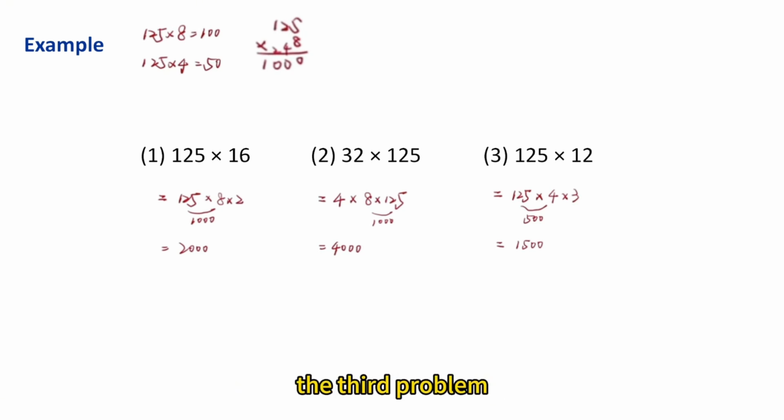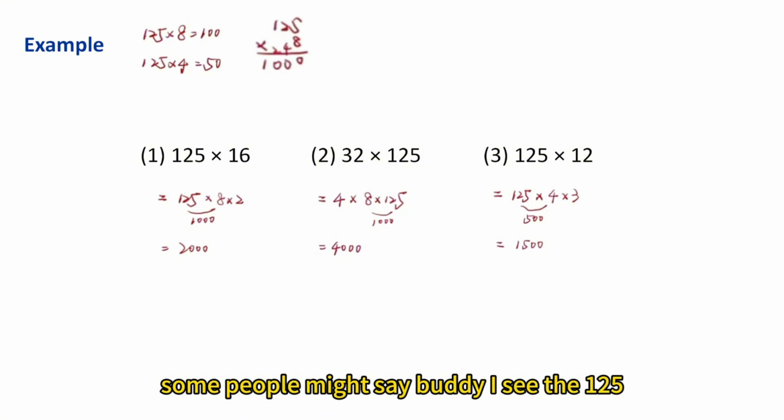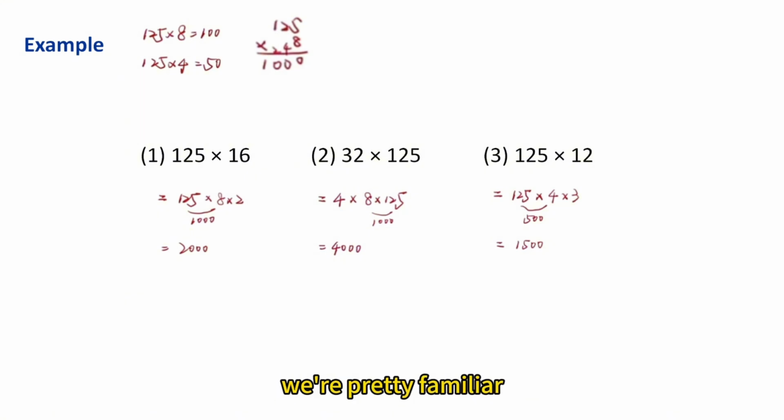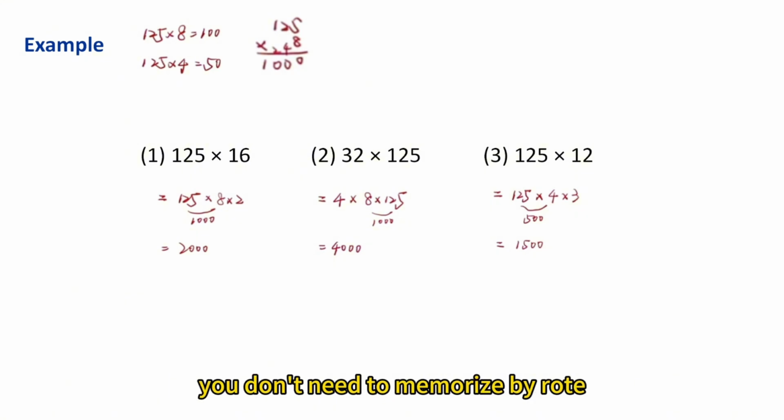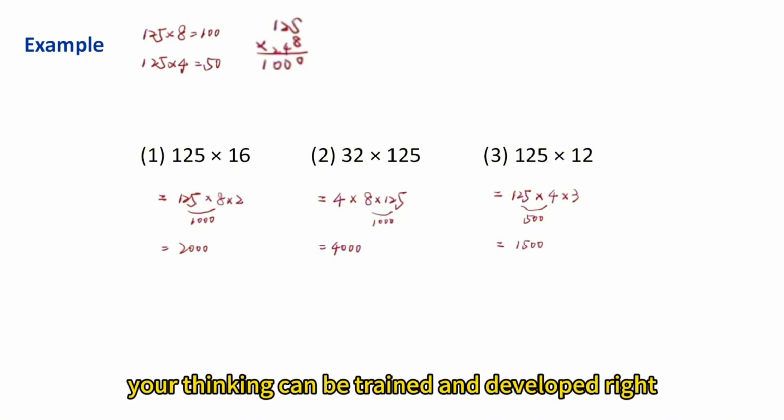The third problem. Some people might say, buddy, I see the 125, we're pretty familiar, I want to find an 8. Hey, you can't get an 8 out of 12. What times 8 equals 12? Nothing. What do we do? When you learn with me, you don't need to memorize by rote. Your thinking can be trained and developed, right?